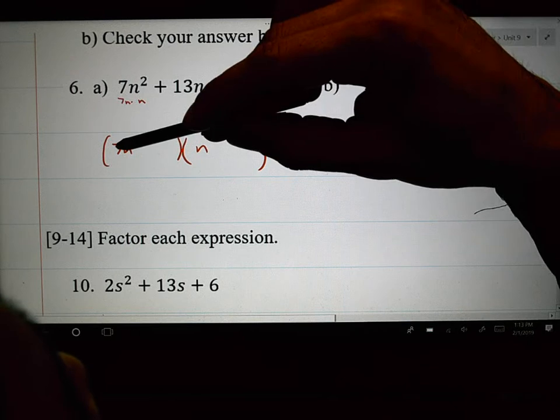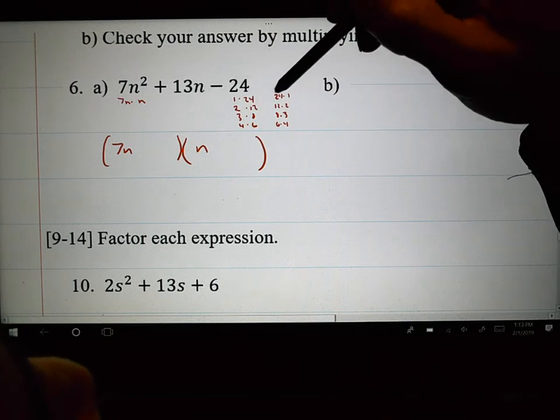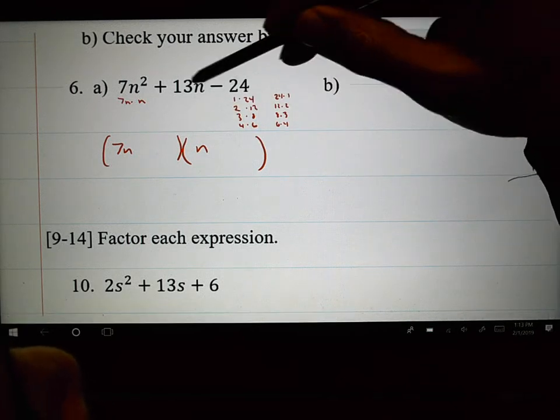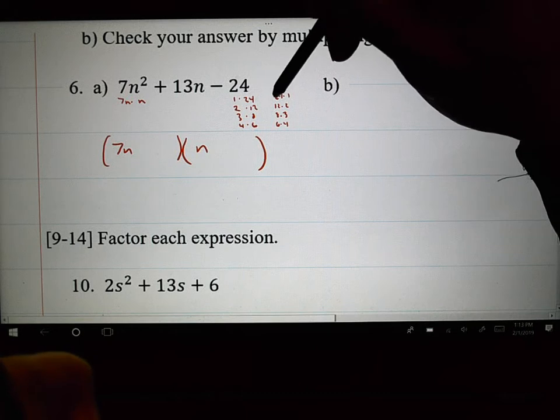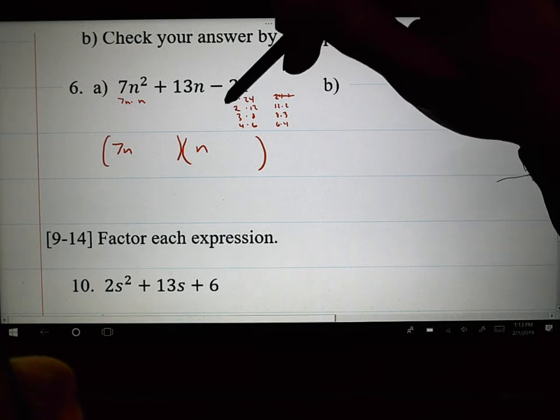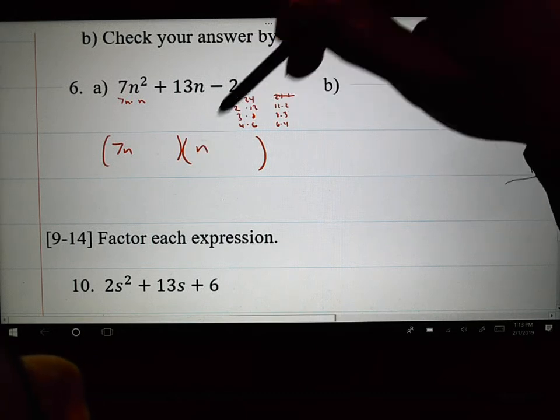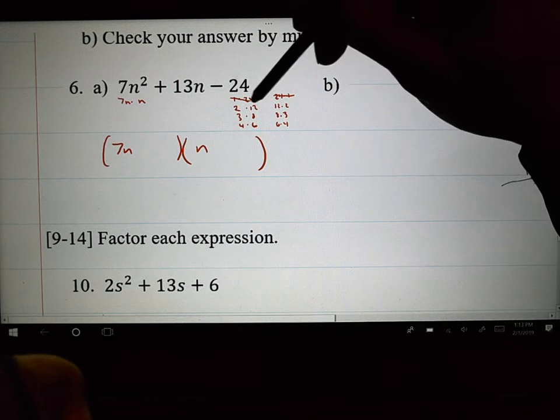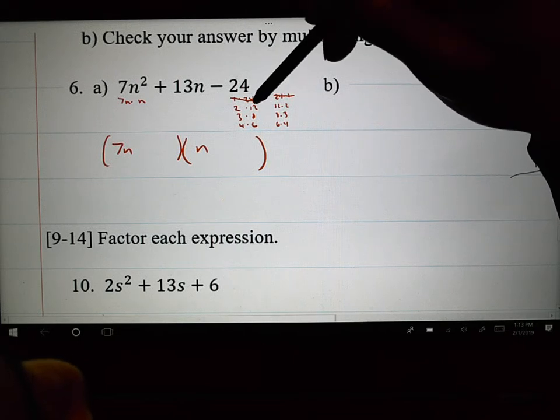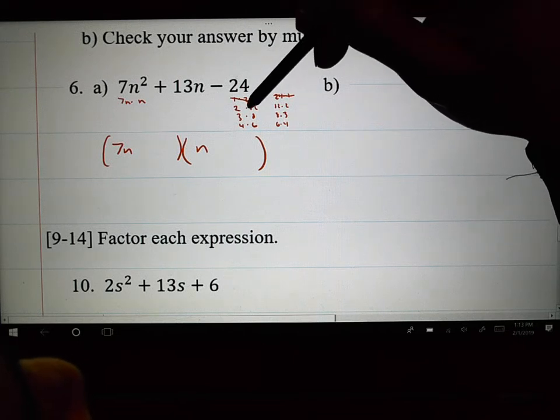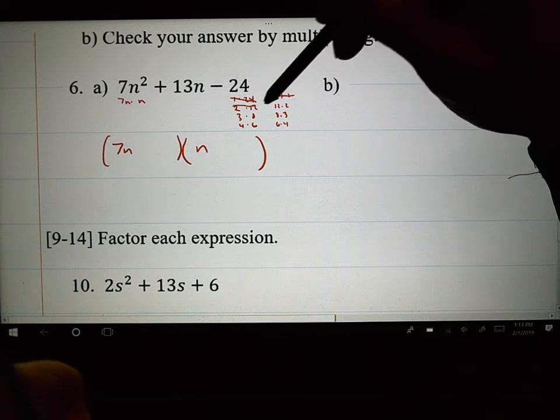If I did 7 times 1 and 24, does 24 take away 7? Does that make 13? It does not. It makes 14. If I did 1 times n and 7 times 24, that's going to be way too big. Let's see, about 12. That's going to be huge. No way.